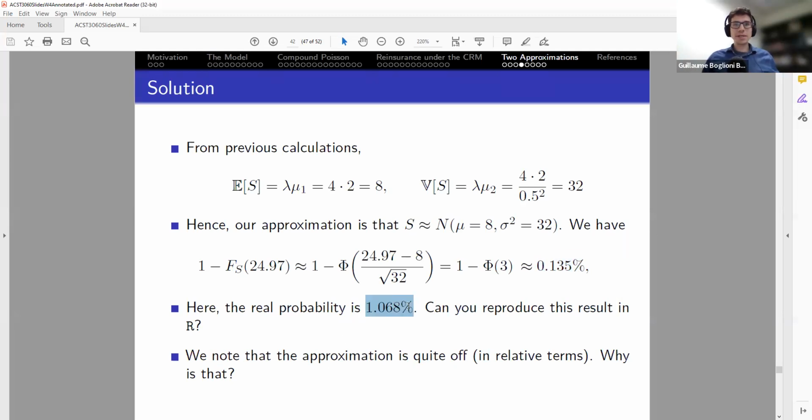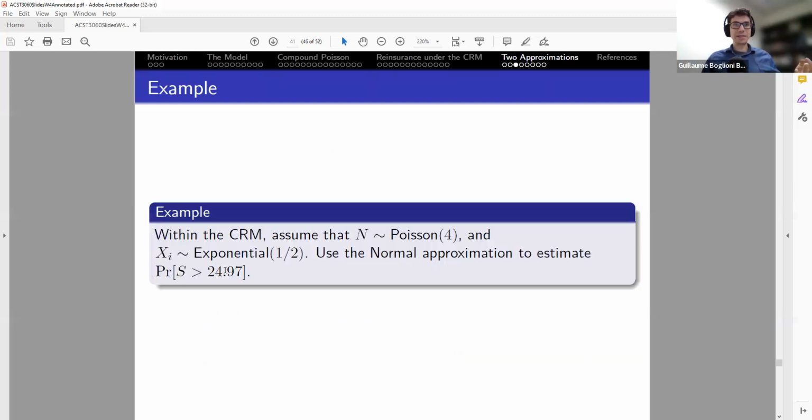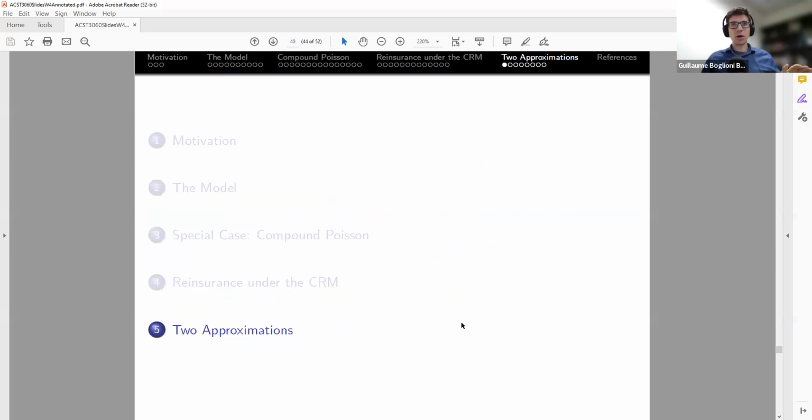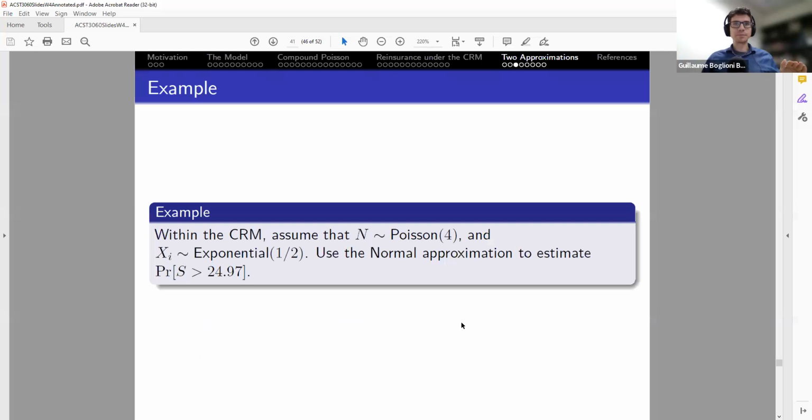Now, how was this value obtained, the real probability that S exceeds this value? We're going to do that at the end of the video in R. You'll see it's quite easy to find.